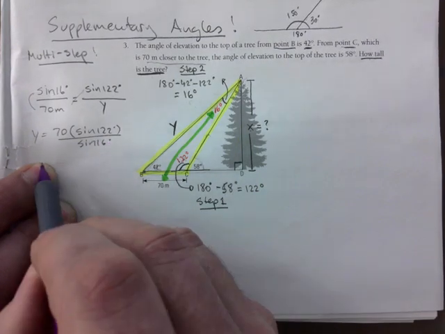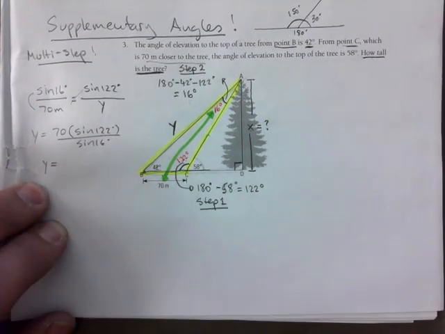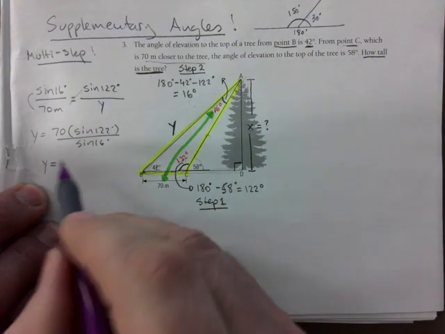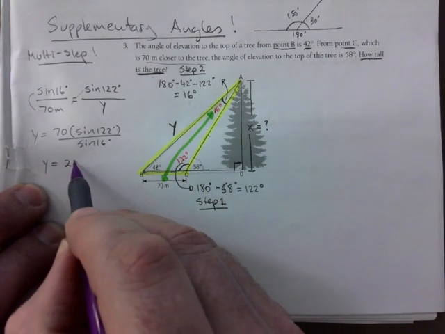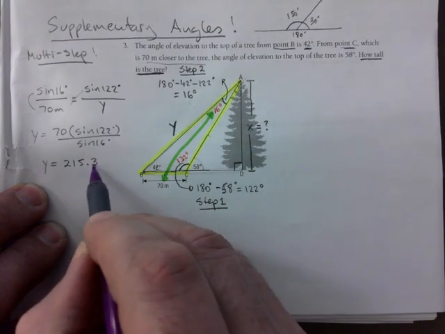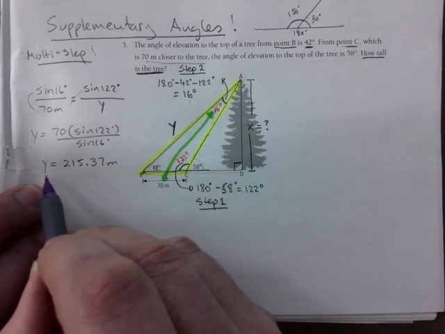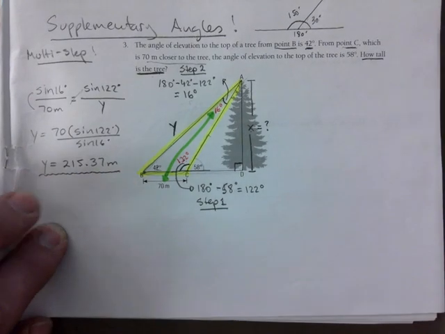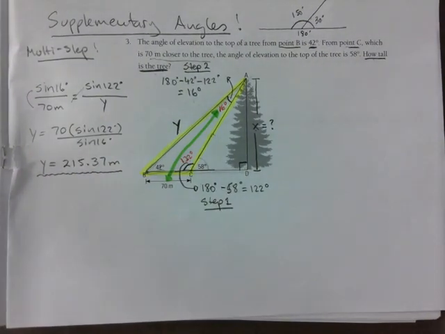Sine of 16. What do you get there? You get 215.37 meters. I'm not going to circle it. I'm going to underline it because it's important, right?